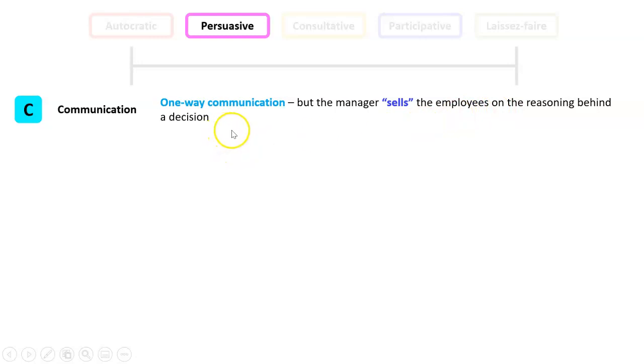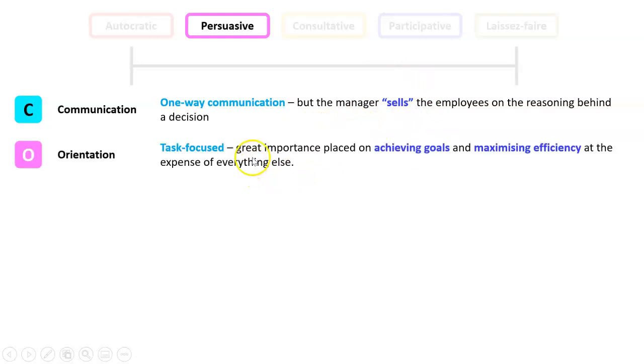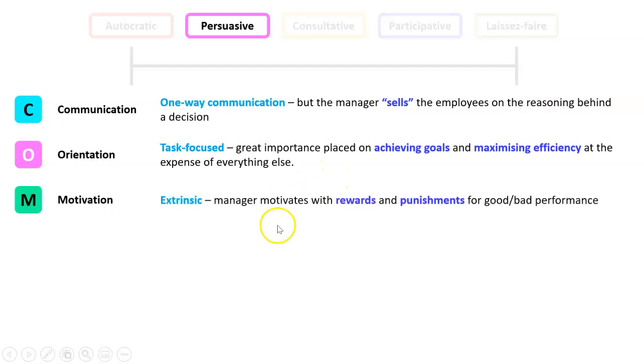behind a decision. So just like an autocrat, the boss is telling the workers what to do, but they say, here's why you should do it. However, they're not asking for any input. They're just selling you on the decision that they've already made. So the orientation is still task focused. We're still placing a great importance on achieving goals and maximizing efficiency at the expense of everything else, which is identical to autocratic. The motivation is also the same.